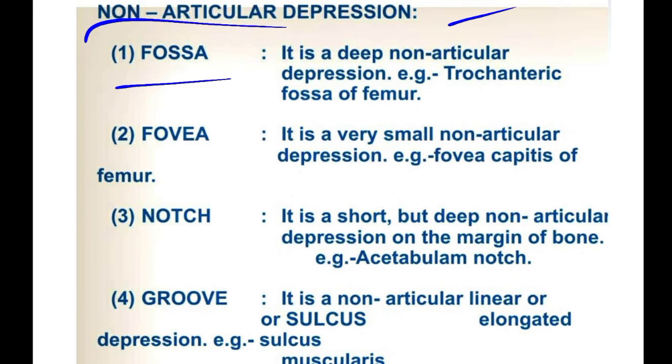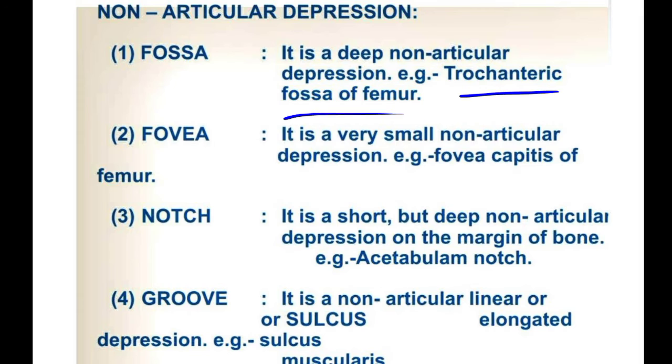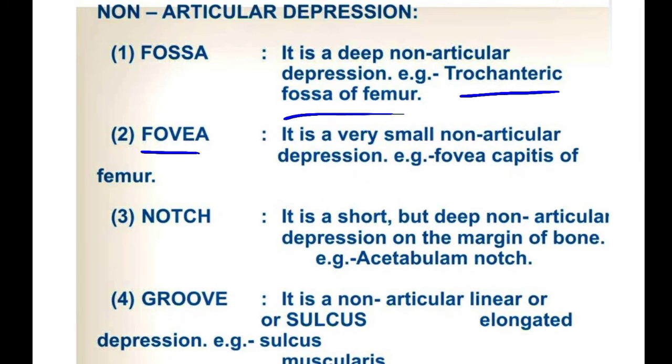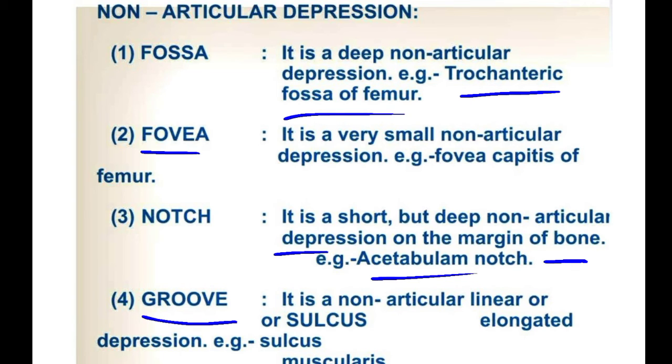Non-articular depression: fossa, fovea, notch, groove. First one, fossa, a deep non-articular depression, trochanteric fossa of femur. Fovea, a very small non-articular depression. Fovea capitis, the depression on the medial side at the head of the femur. Notch, a short, blunt, deep non-articular depression on the margin, such as the acetabular notch, gluteal notch. Groove, a non-articular linear or elongated depression, sulcus muscularis.